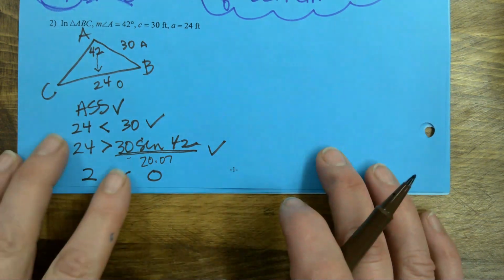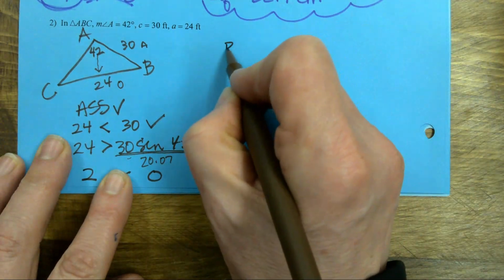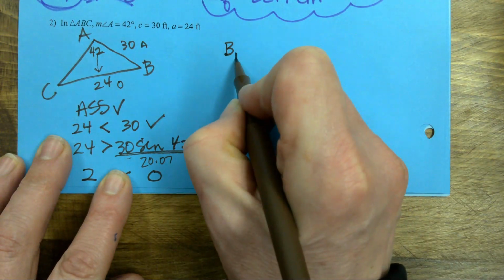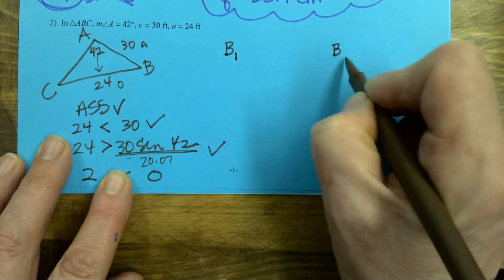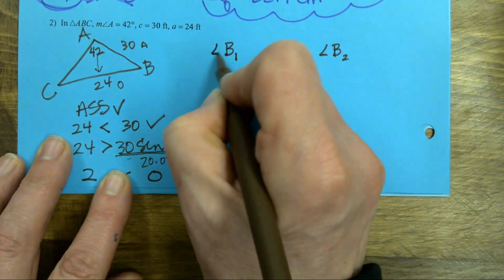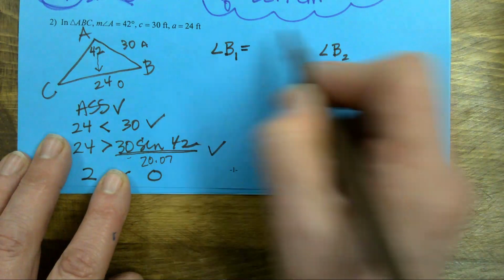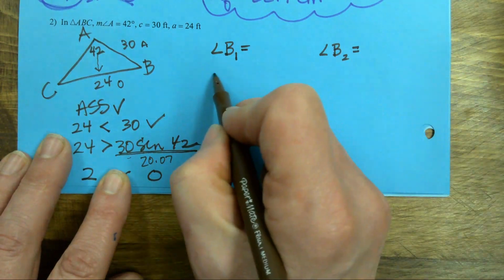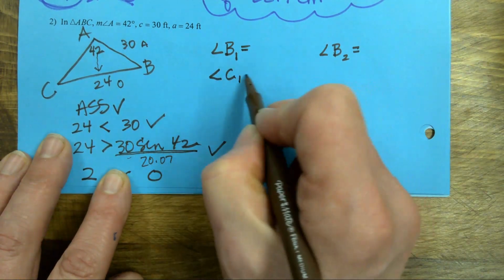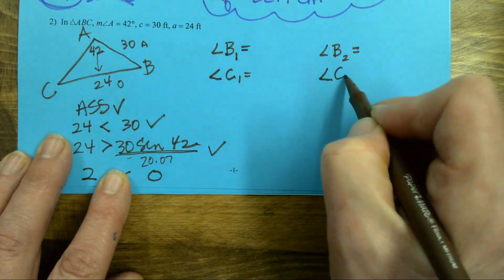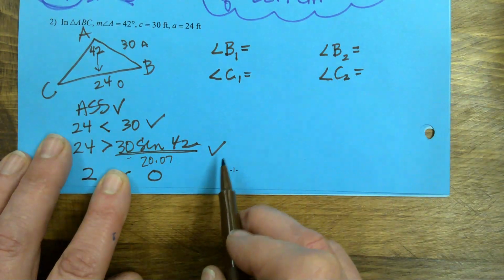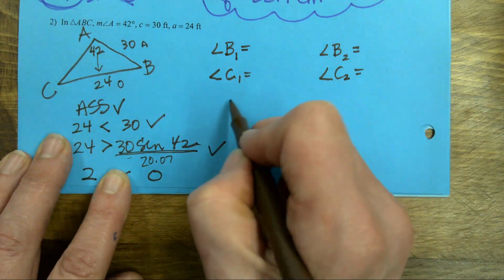So I need to find angle B for the first solution and angle B for the second solution. I better put angles in front of those. I need to find those. I need to find angle C for the first solution and angle C for the second solution. And then I'm also missing side B.